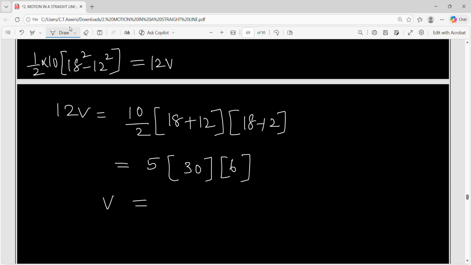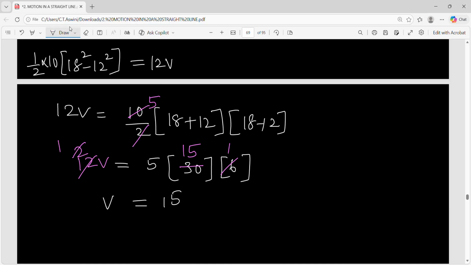V is equal to, let us cancel out. Here also we have 12V. 2 ones, this is 2 fives. 6 one time, 6 two times. 2 one time, 2 fifteen times. So what are we left with? LHS V and RHS 15 into 5. So what is the answer? You'll get 75 meter per second. So this is the velocity of the second ball.